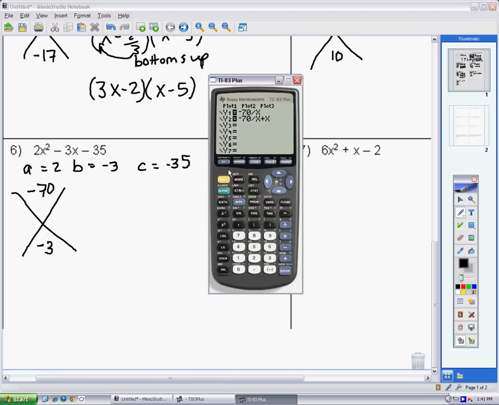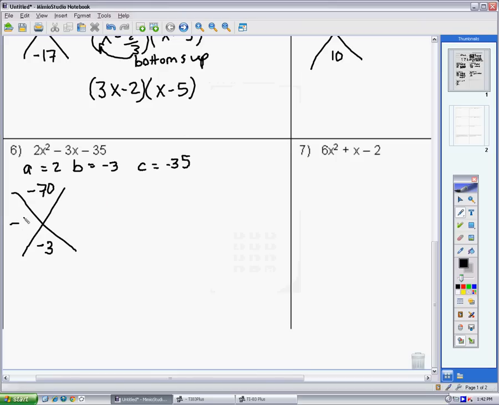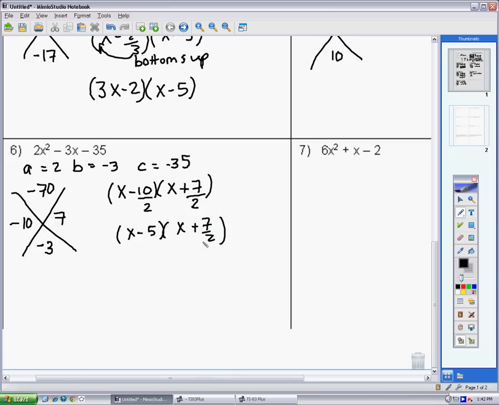And I'm going to look for -3 in that last column. So it looks like I need to go up some more, and there's -3. So that means my factors are -10 and 7. So I'm going to write those out. X minus 10 times x plus 7, and I'm going to divide by my leading coefficient, or A, 2. Simplify. I get x minus 5 times x plus 7 over 2. That does not simplify, and that means I'm going to take the 2 and bring the bottoms up.